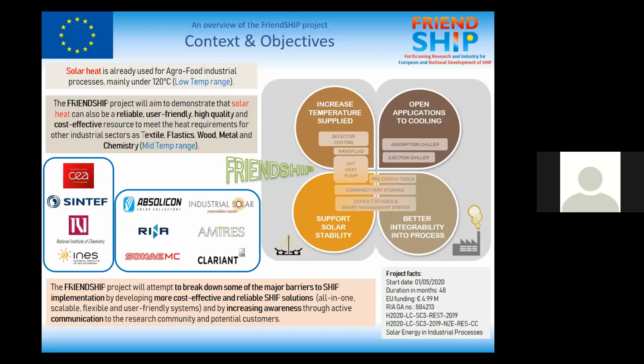We have 10 partners in the consortium: the CEA, SINTEF, National Institute of Chemistry, and INES. So those are 4 RTOs. And we have also 6 industrial partners. Absolicon and Industrial Solar are technology providers for PTC and linear Fresnel. We have also RINA and Amires, which are engineering and consultancy companies. And our end users are Sonai and Clariant. Sonai is from Portugal, a multinational company with a wide portfolio of business, and Clariant is one of the world's leading companies in the chemical industry.